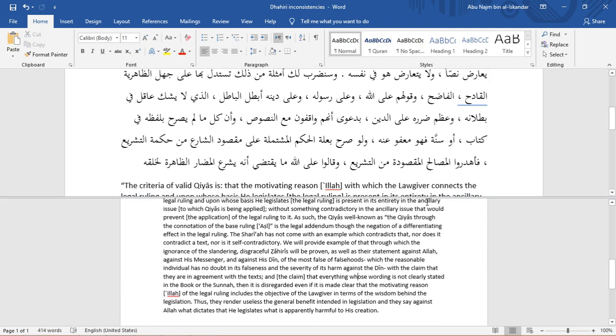Thus they render useless the general benefit intended in legislation. And they say against Allah what dictates that He legislates what is apparently harmful to His creation.